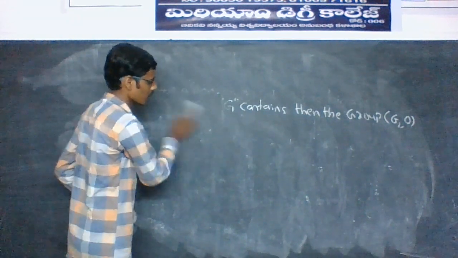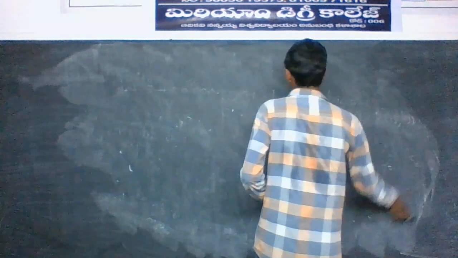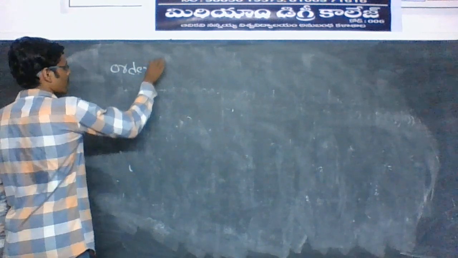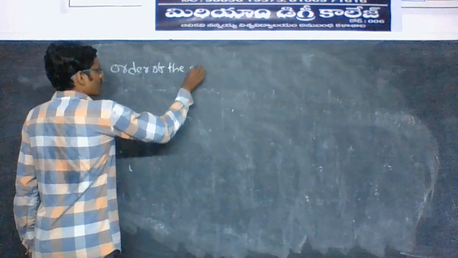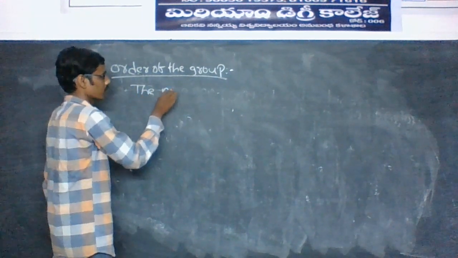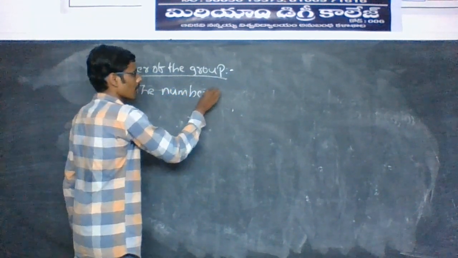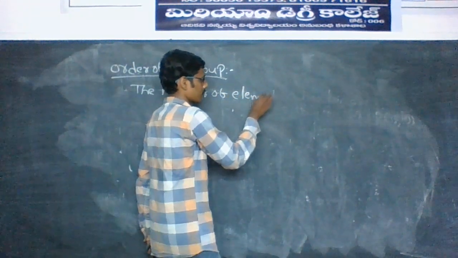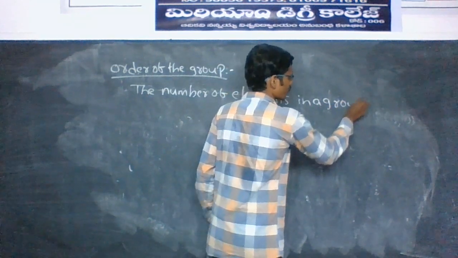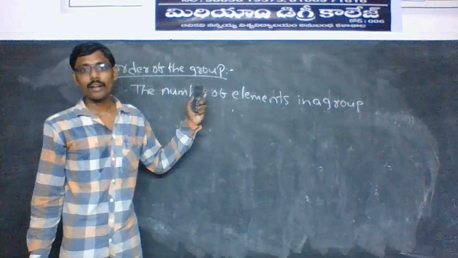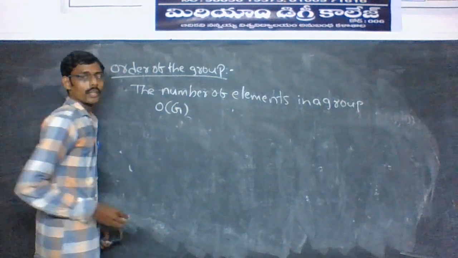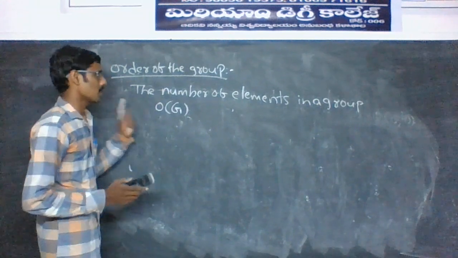Next, order of the group. Next definition, order of the group. The number of elements in a group is called the order of the group. It is denoted by order of G.